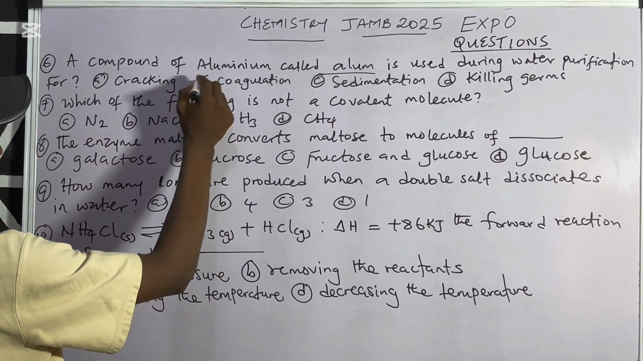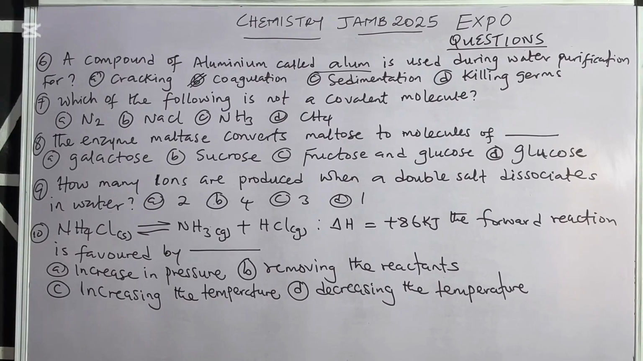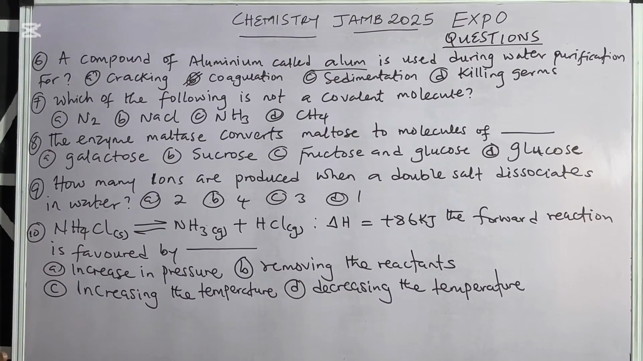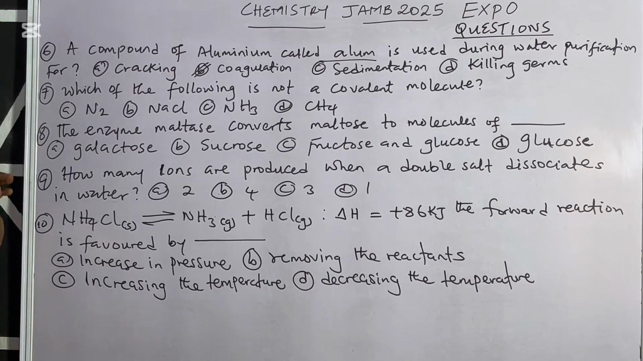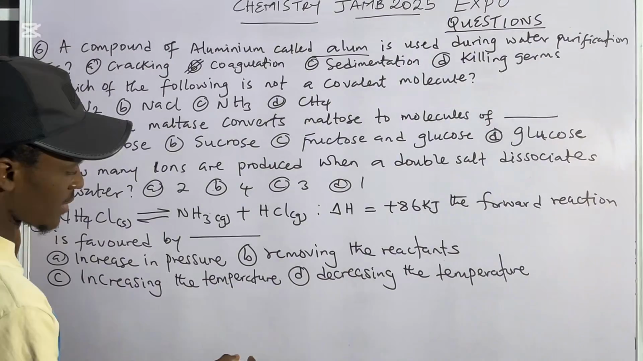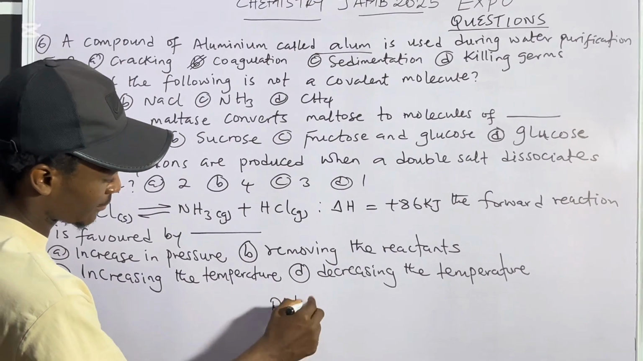For coagulation. So the answer is coagulation. All right. And that coagulation is also called flocculation. All right. So take note of that. And the commonly used alum that is used is called potash alum.